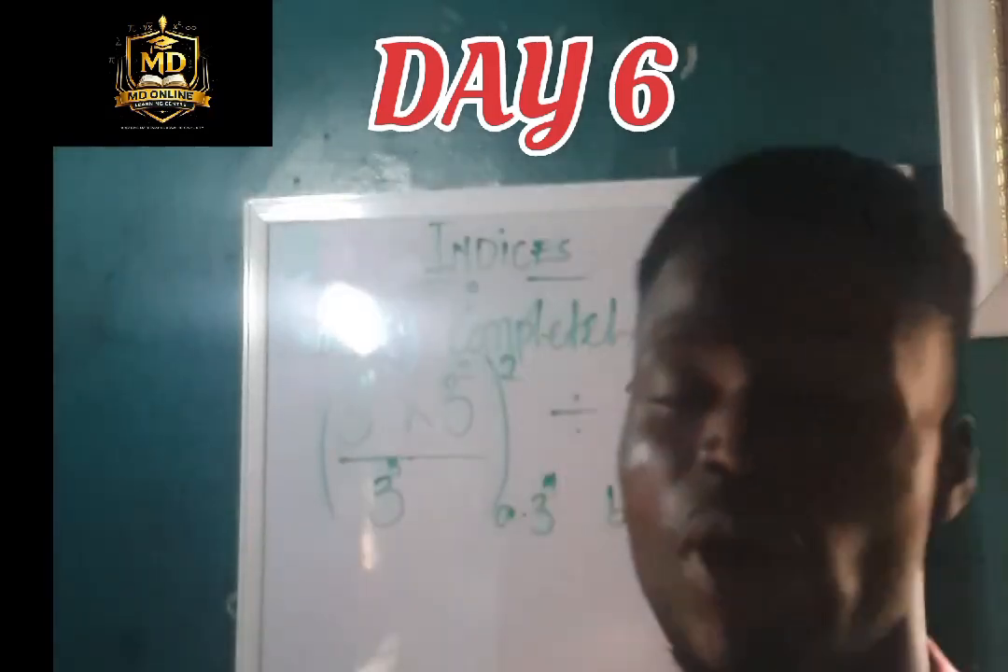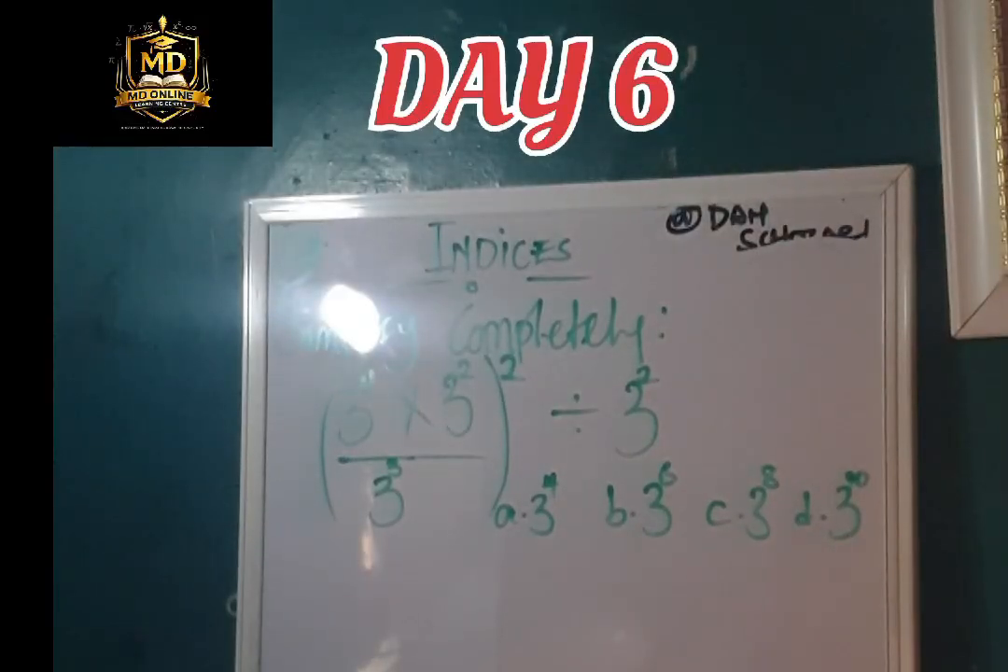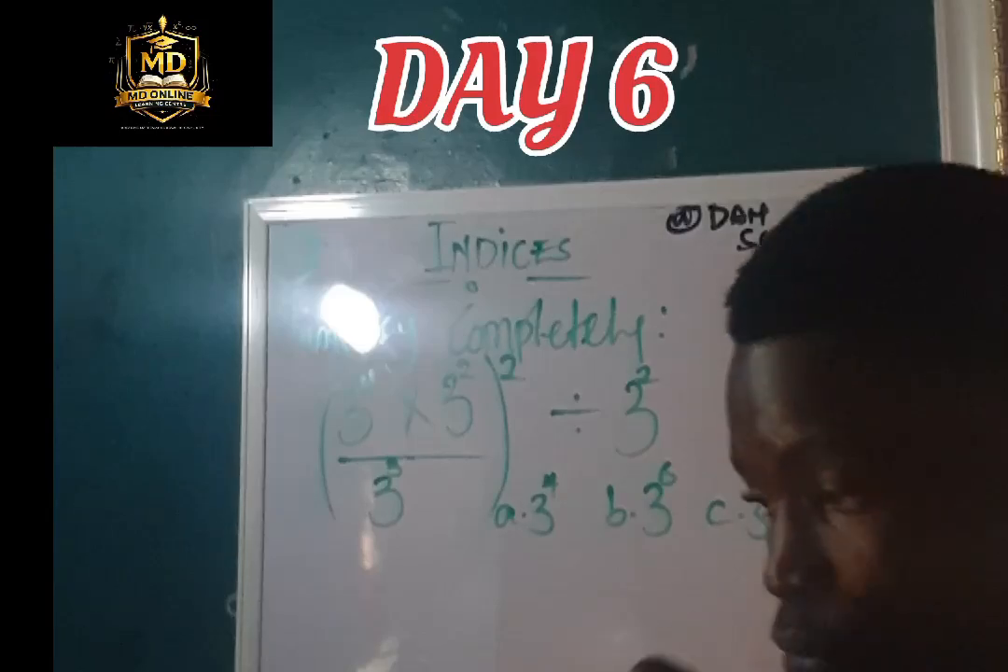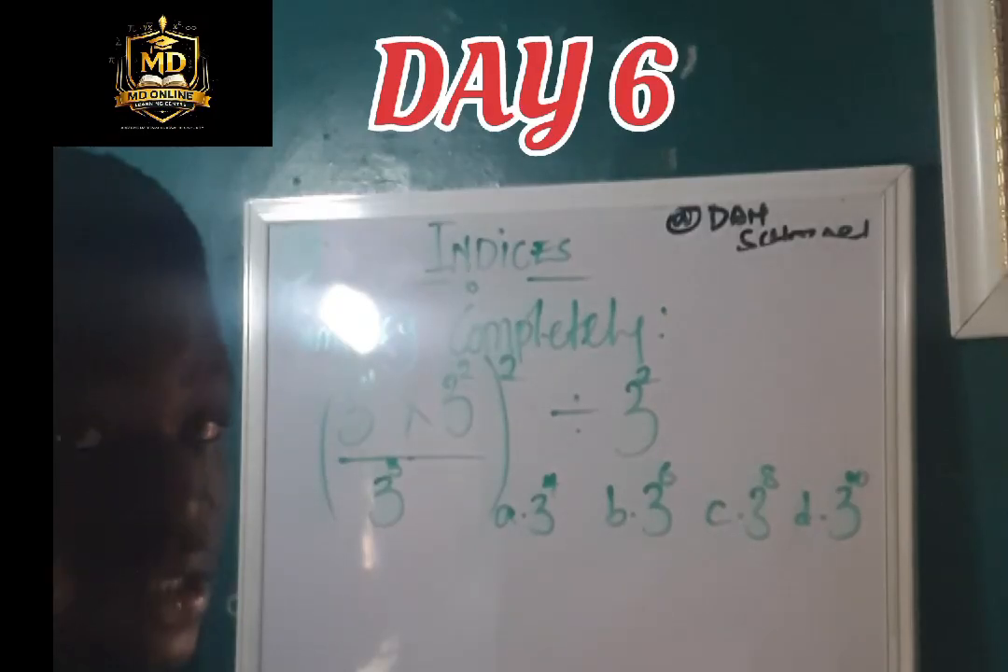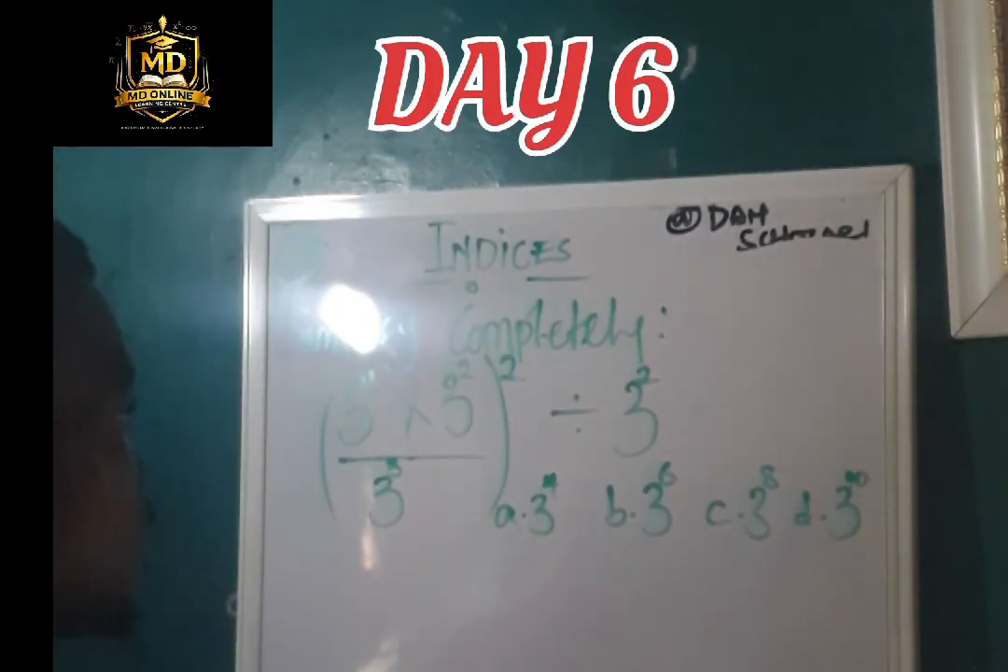Now, this question comprises 3 laws of indices: the multiplication law, the division law, and the power law. And we have done that starting from day 1 of the indices series moving to the 5th day. So this is the 6th day now. So let's solve together. I'm going to solve step by step.